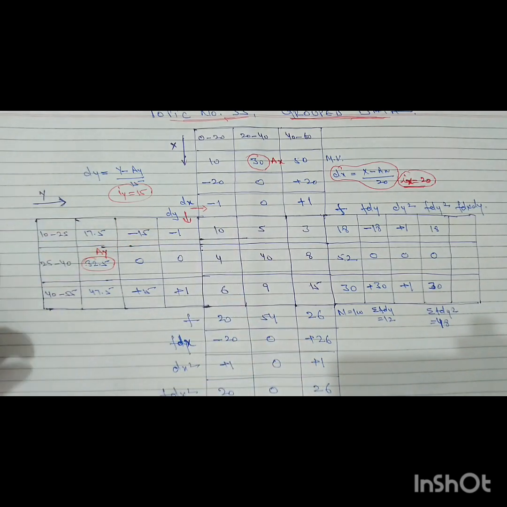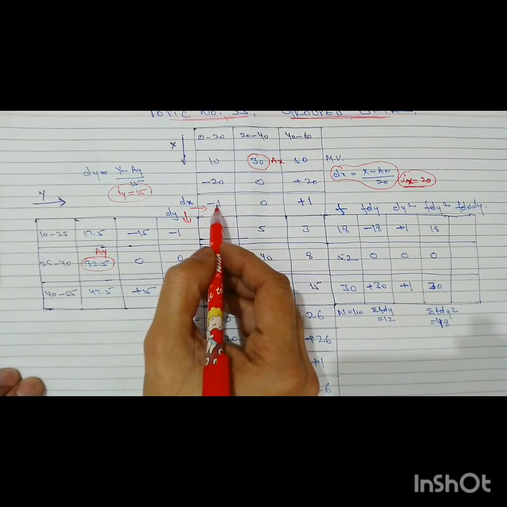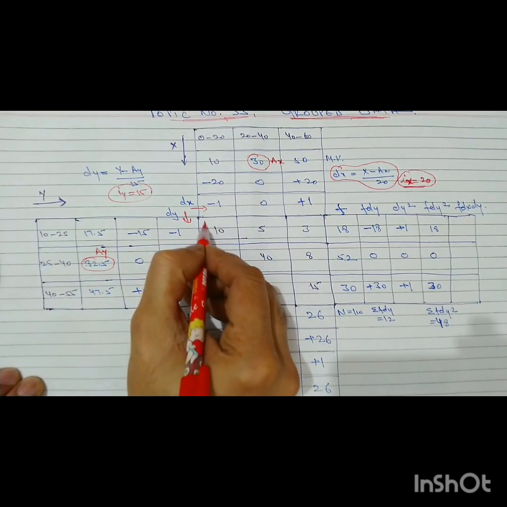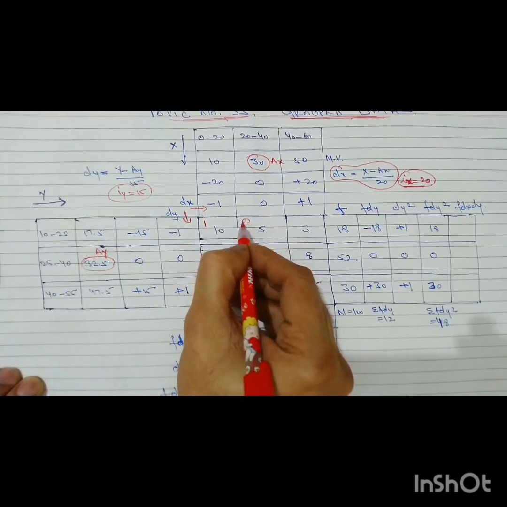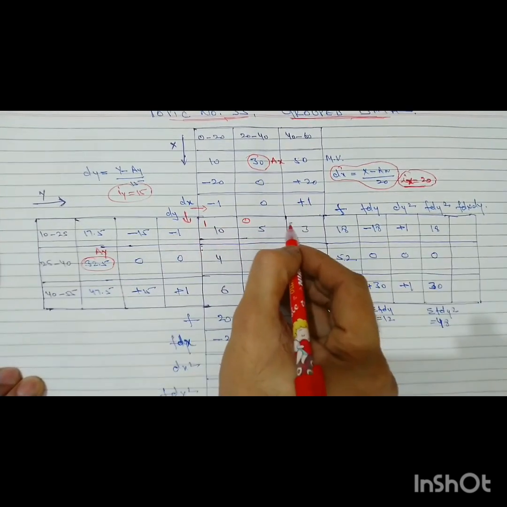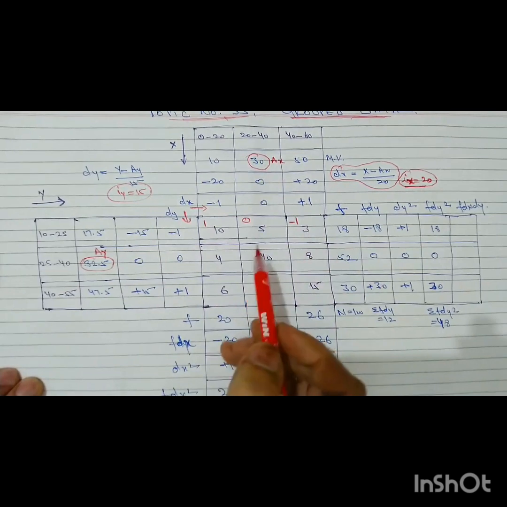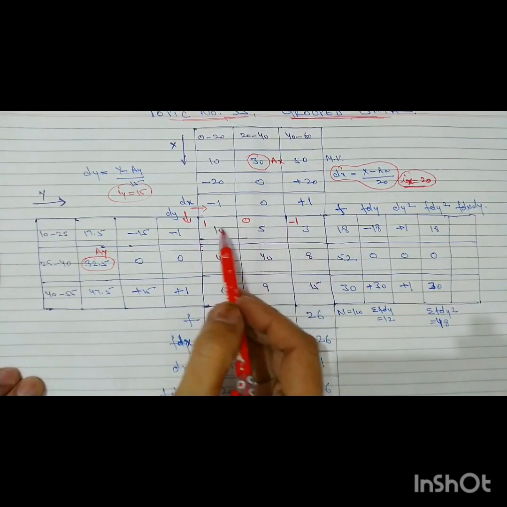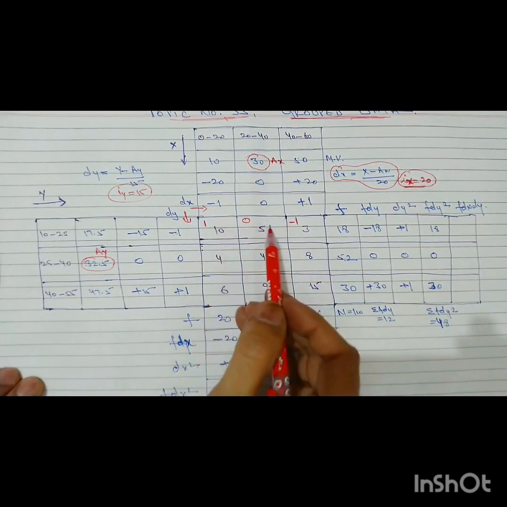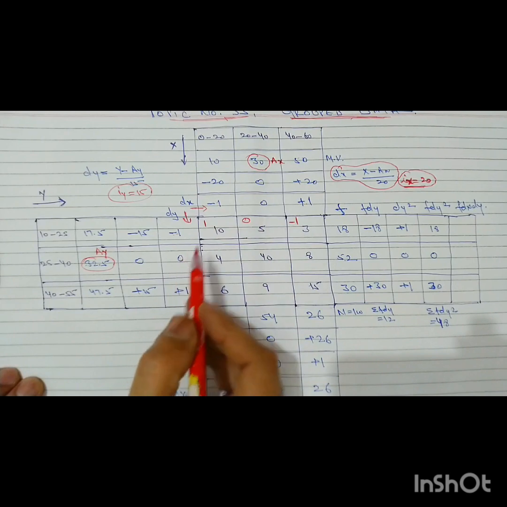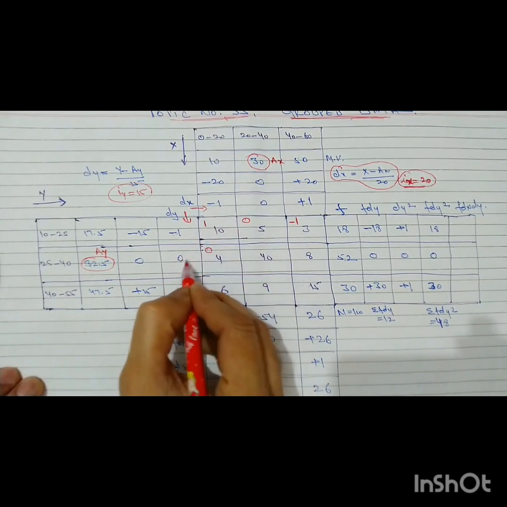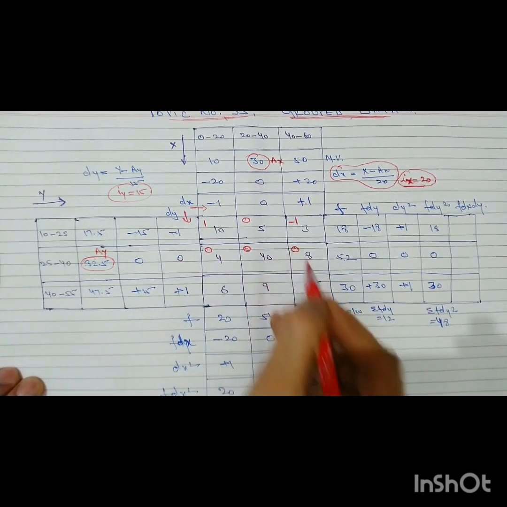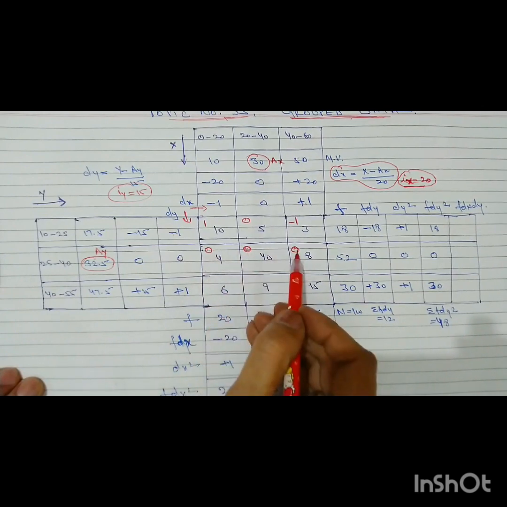Let's write with red pen. Minus 1 into minus 1 is 1. This is dx dy. Then minus 1 into 0, 0. Minus 1 into 1, minus 1. Red pen digits are dx dy. Then dy is 0, dx is minus 1. 0 into this, 0. 0 into this, 0. 0 into this, 0. These are dx dy's.